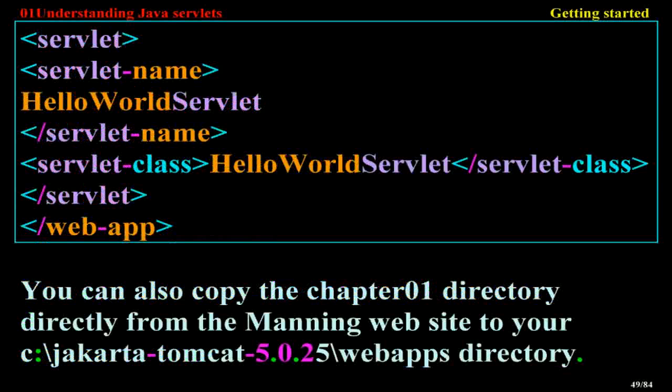You can also copy the chapter01 directory directly from the Manning website to your C:\Jakarta\Tomcat5.0.25\webapps directory. This will provide all the files you need to run the example.